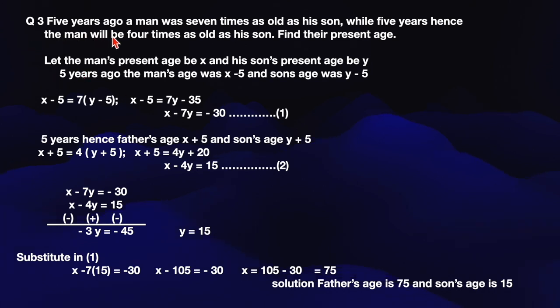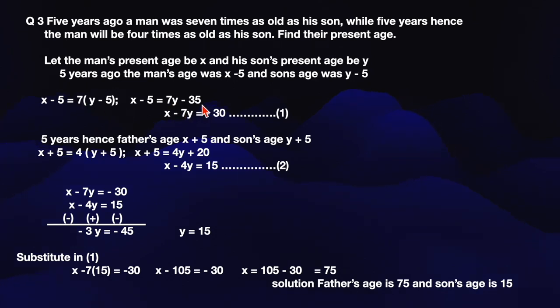Question 3. 5 years ago, a man was 7 times as old as his son, while 5 years hence, the man will be 4 times as old as his son. Find their present ages. Okay, let the man's present age be x and the son's present age be y. So 5 years ago means the man's age was x minus 5 and son's age was y minus 5. And 5 years ago, the man was 7 times as old as his son. So x minus 5 is equal to 7 into y minus 5.